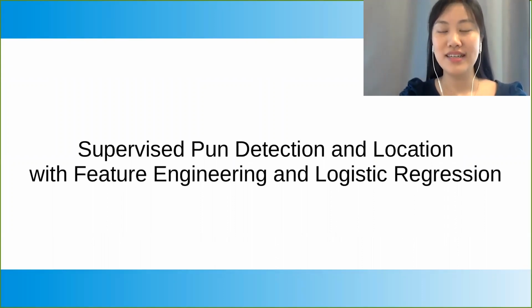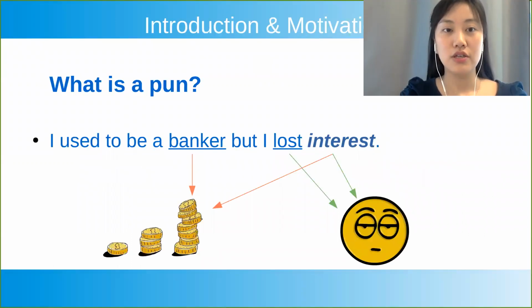Hello everyone. Today I would like to present supervised pun detection and location with feature engineering and logistic regression. So what is a pun? Let's look at the example. I used to be a banker, but I lost interest.